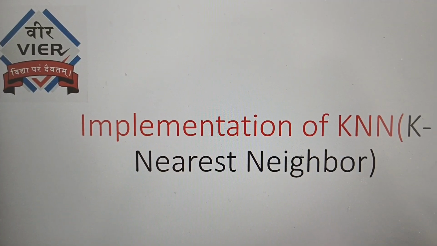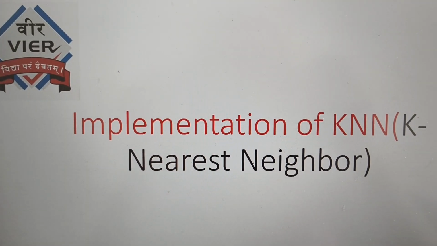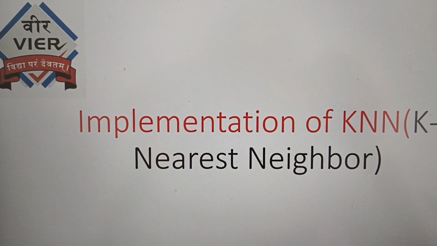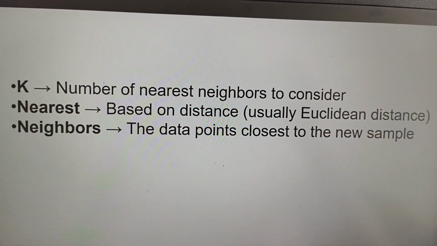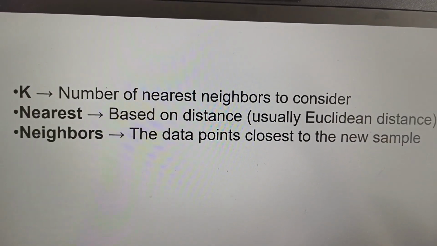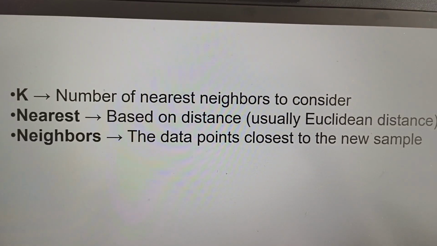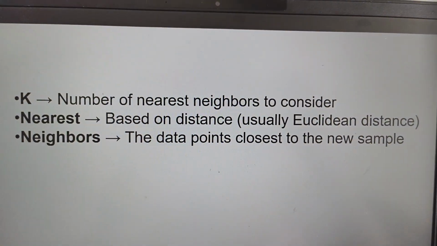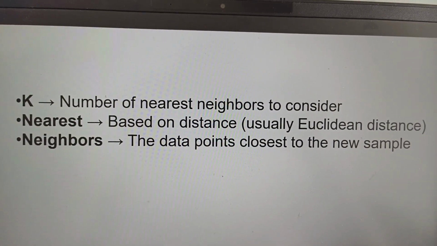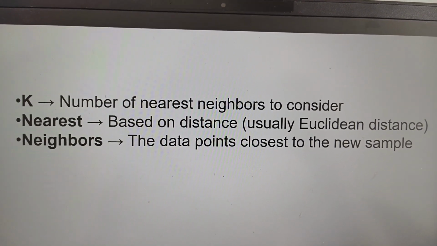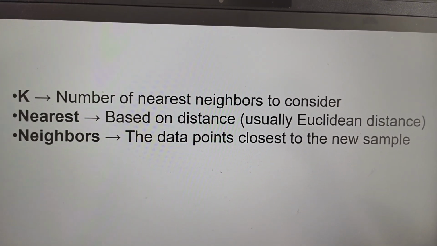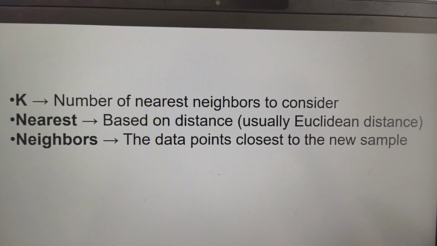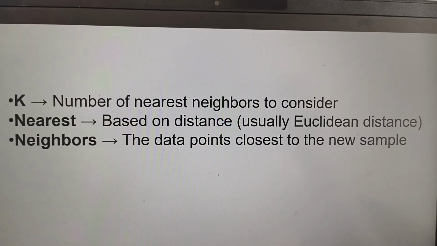Today we are going to see implementation of KNN. KNN is K nearest neighbor. Now what is K? K is the number of nearest neighbors to consider. We are going to find the nearest neighbor based on the distance, that is Euclidean distance, and neighbors are the data points closest to the new sample.